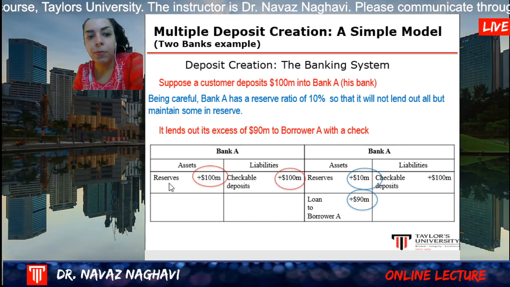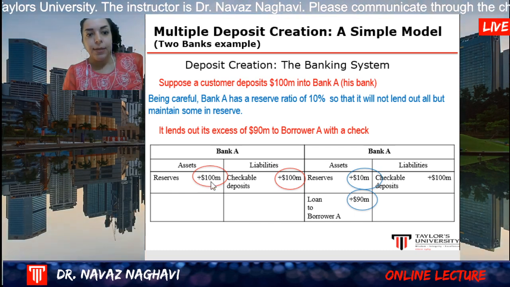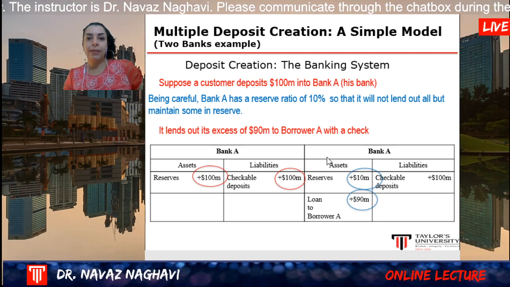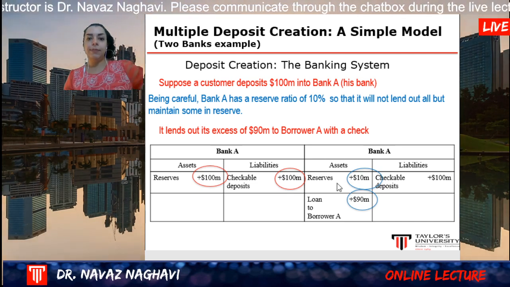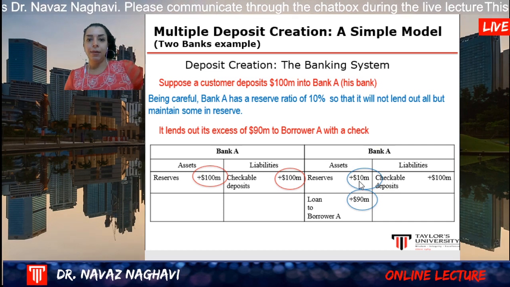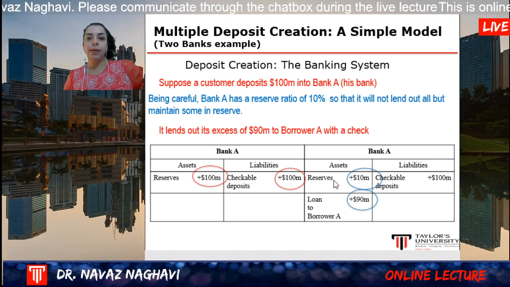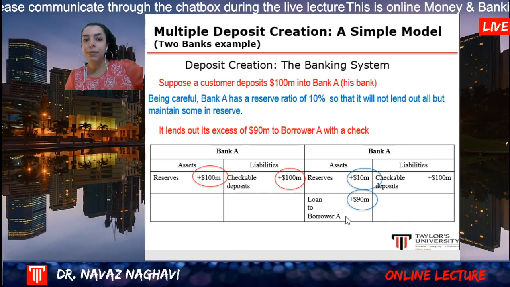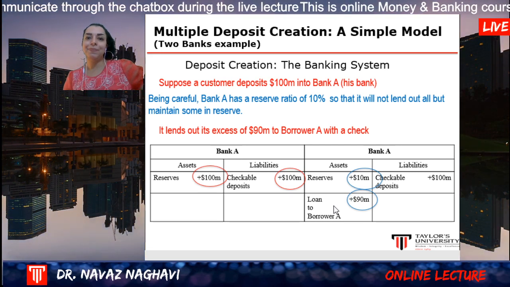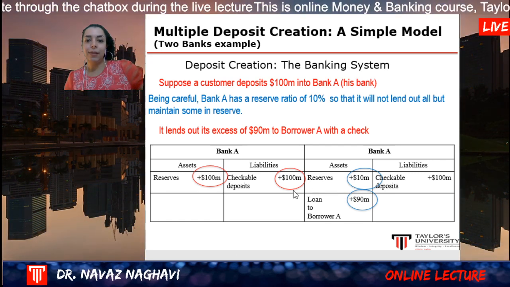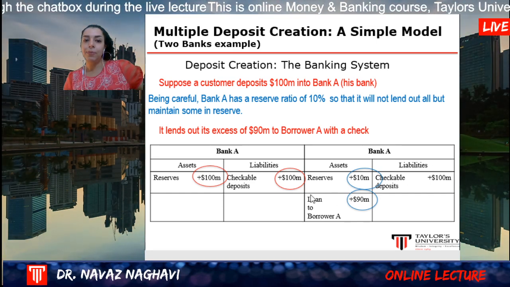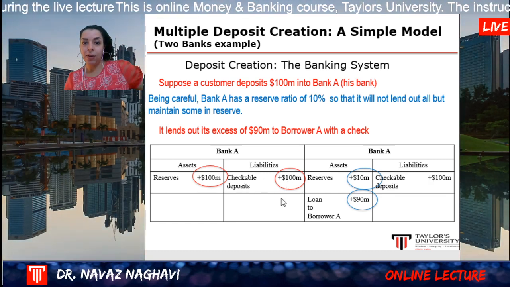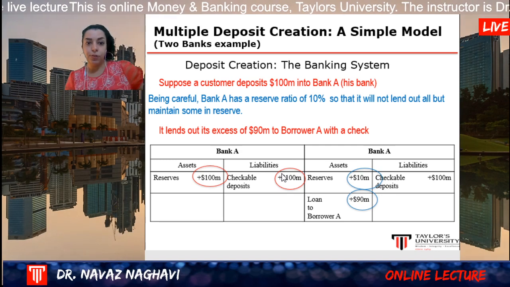So it means that the amount of the reserve that they have is 100. 10% of this 100 is 10. So that's why 10 has to remain in the bank. So the amount of the reserve in the bank is now 10. So what will happen to the extra 90? The extra 90 wants to be a loan. So that's why it becomes a loan to this person. So again, the loan is 90 and the amount of the checkable deposit remains the same, because this person has deposited. So this is the amount of the checkable deposit.